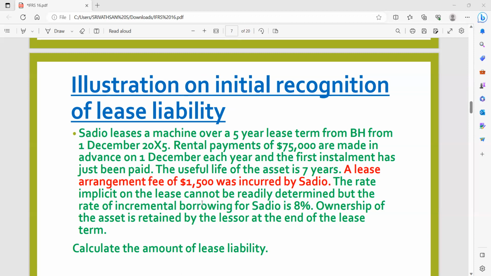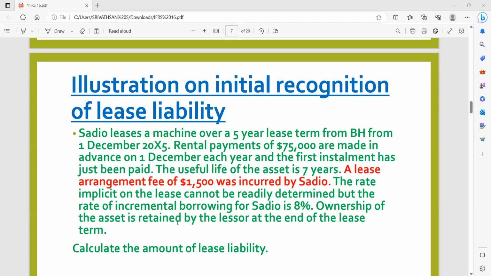The rate implicit on the lease cannot be readily determined. So here you cannot determine the implicit rate, but the incremental rate of borrowing for Sadio is 8%. So if Sadio had not leased the asset, then Sadio would have borrowed the money from the market to purchase the asset, and the rate at which Sadio would have borrowed the money is 8%. So that is the incremental borrowing rate, 8%. So here you need to use this 8% for discounting the cash flows, because the implicit rate is not given. So we are going with the incremental borrowing rate.